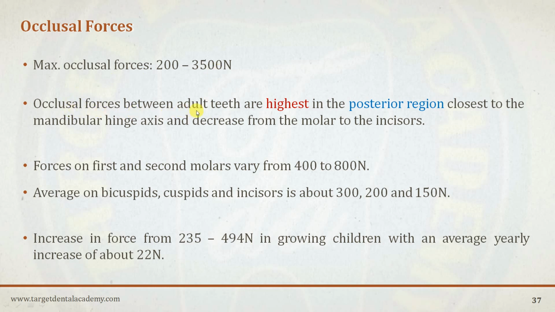Occlusal forces between the adult teeth are highest in the posterior region, in the adult teeth closest to the mandibular hinge axis, and decrease from molar to incisor. As you come from your posterior part to your anterior part, your occlusal force is decreasing. So force on the first and the second molar varies from 400 to 800 Newton. Average on the bicuspids, cuspids and incisors is about 300, 200 and 150. That is, on your bicuspid it is 300, your cuspid 200, and on your incisor it is 150 Newton of your occlusal force.